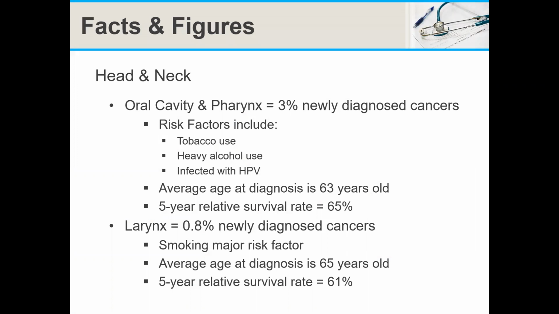When it comes to facts and figures on head and neck cancers, they are divided into two sections: oral cavity and pharynx, and then the larynx. Oral cavity and pharynx cancer make up 3% of all newly diagnosed cancers in the United States. Risk factors include tobacco use, heavy alcohol use, and the HPV infection. Average age at diagnosis is 63 years old. The 5-year relative survival rate is 65% when you combine all stages together.